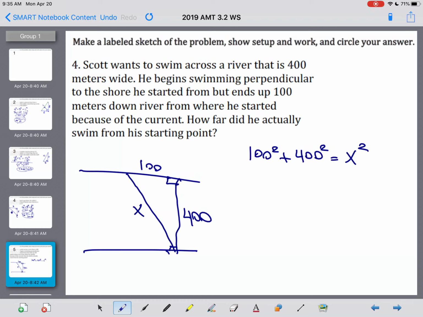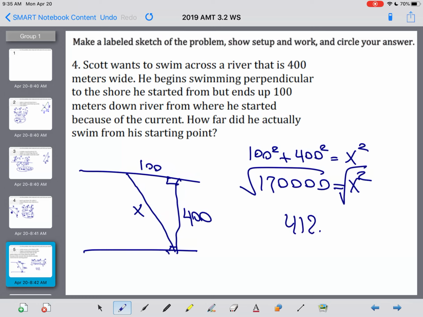And I get, wow, big number, equals x squared, square root. It's good to leave that number in your calculator. So we're going to get 412.3 meters plus or minus, rounded, and only want the positive one, so we get that.